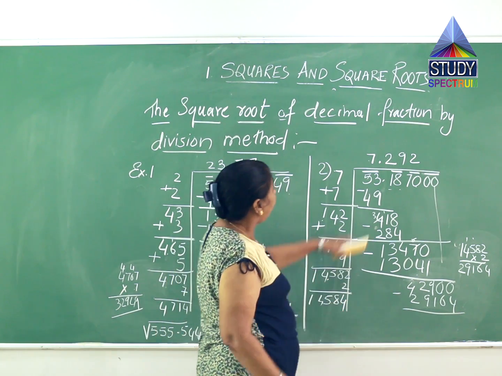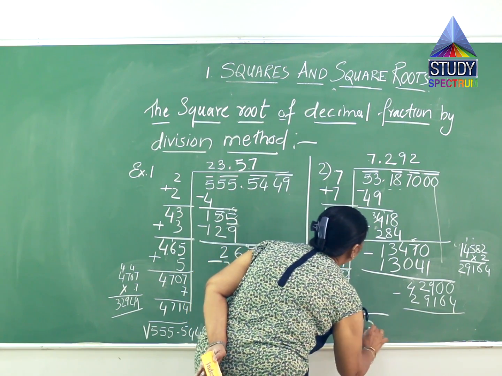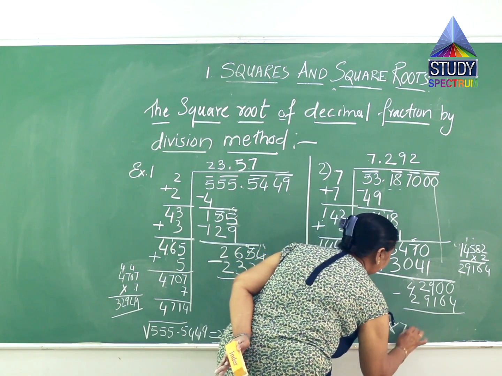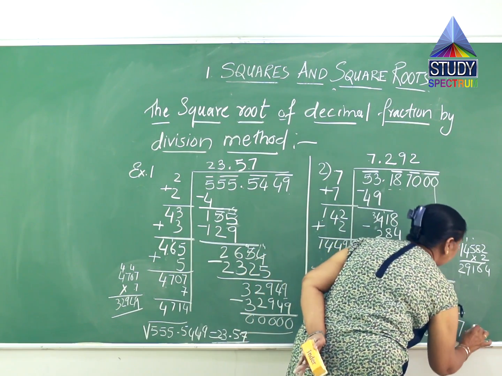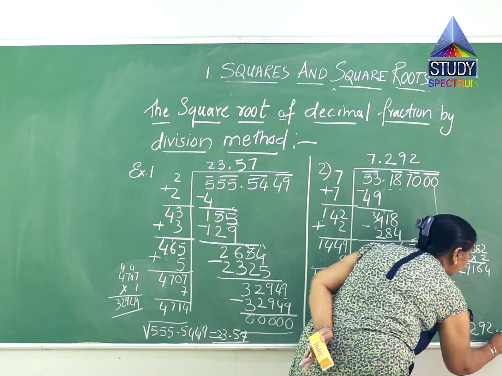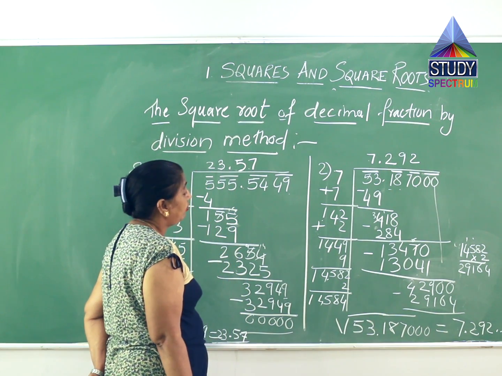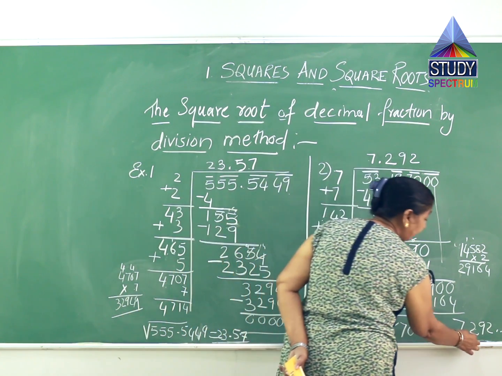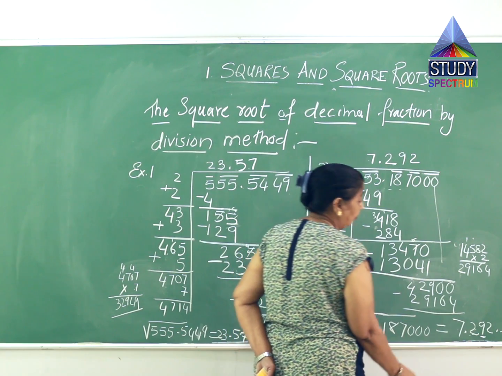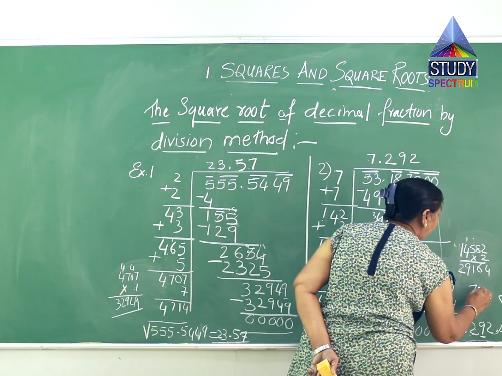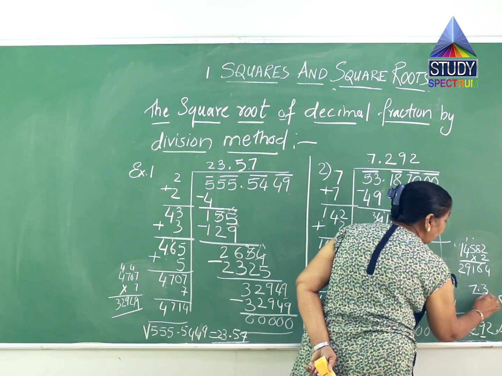So if it is asked to write an approximate value, I can write the root of 53.18700 is equal to 7.292 and that means infinite. It goes on. To write it in approximate value, if they ask up to 1 decimal digit, here we have to consider the second digit, which is greater than 5. So this I can write as 7. If it is greater than 5, I have to add 1 to this digit, that will make 7.3.